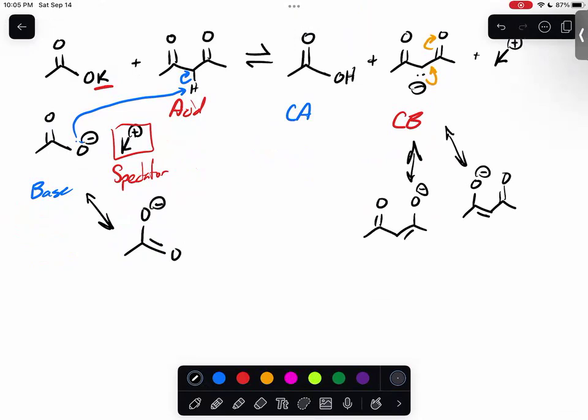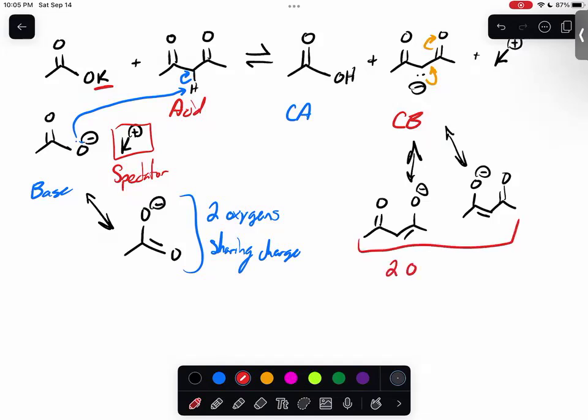And so in both cases, we have resonance between two oxygens, right? Because over here, this is just two oxygens sharing the charge. Over here, it is two oxygens plus a carbon sharing the charge.